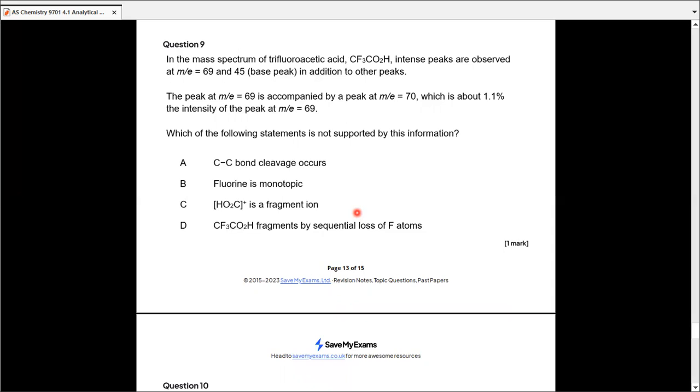Sir, I don't get option D. CF3COOH fragments by sequential loss. Sequential loss means loss one after another of F atoms. You lose one F atom, then you lose another, then you lose another, like that. All right, sir.